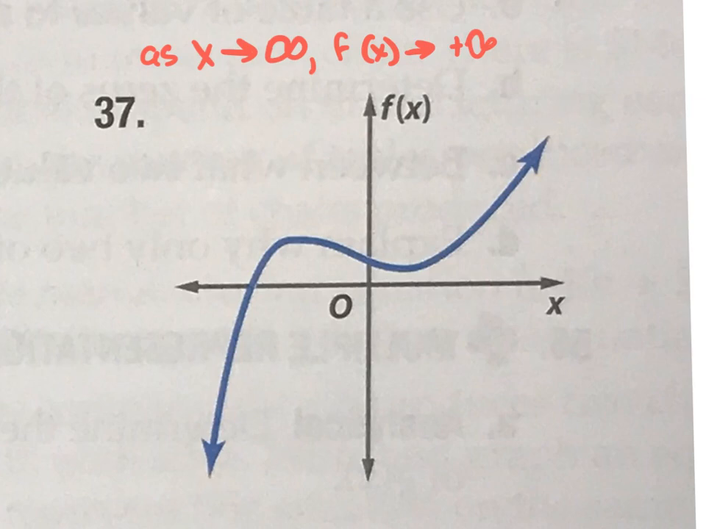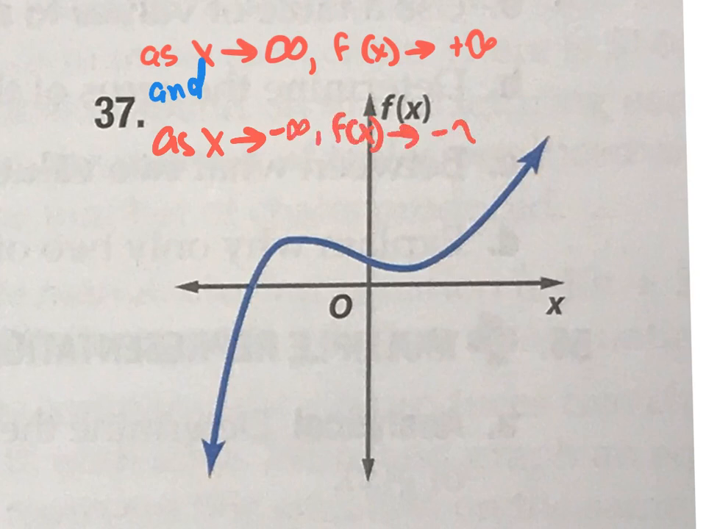Okay, so let's do the other one. And as x approaches, I want to say to the left, what do I say? Negative infinity. F of x approaches what? Negative infinity as well. As you go to the left, this thing's going down forever. Okay? So that's the description of the end behavior notation.